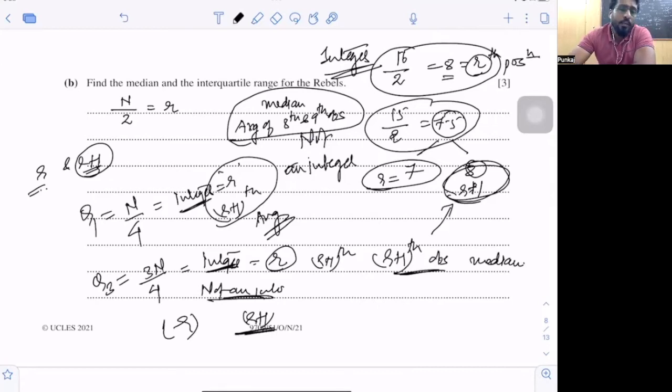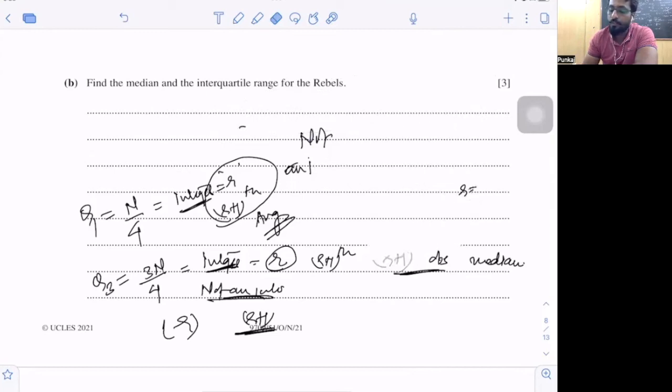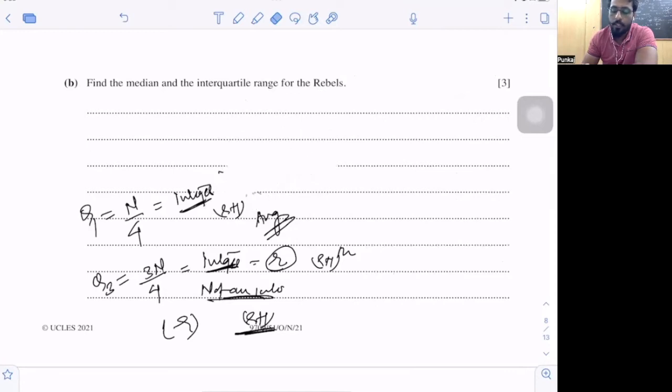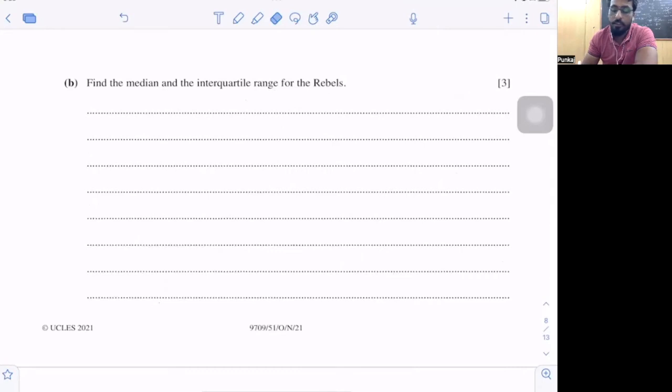And how do I get the interquartile range? The interquartile range is simply the difference of the third and the first quartile, so you just do Q3 minus Q1. That is how you find the interquartile range and the median. I hope this concept is pretty clear to you all. So I'm going to now start solving the question. Let's very quickly solve it. It's for 3 marks, a very simple question, so you are easily going to get your answer.